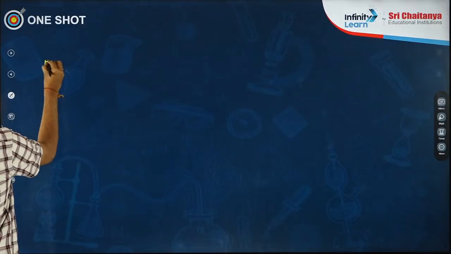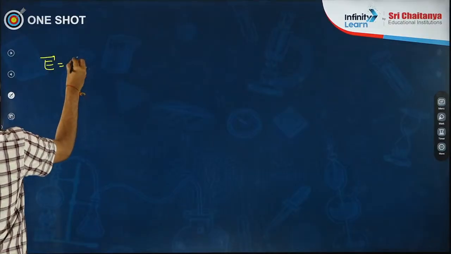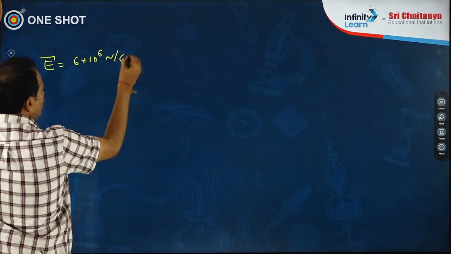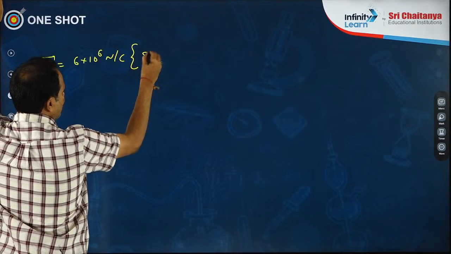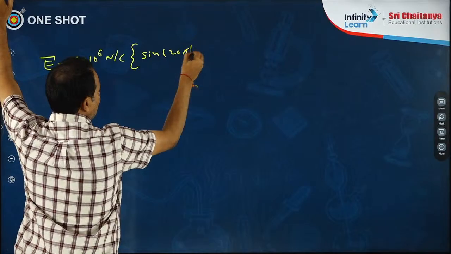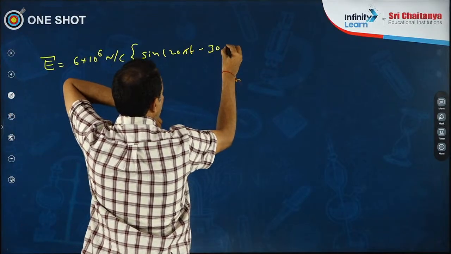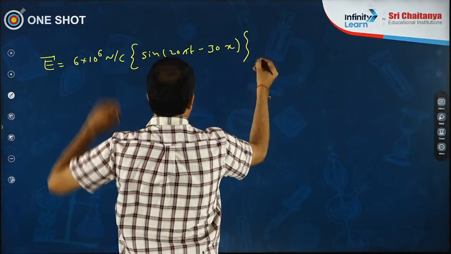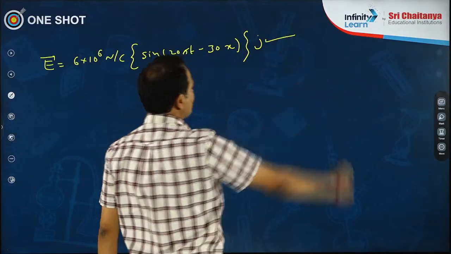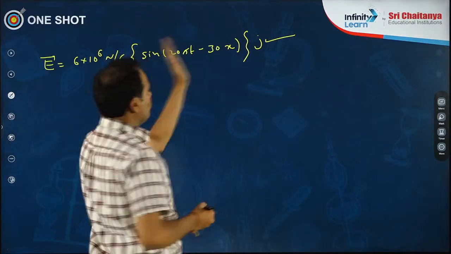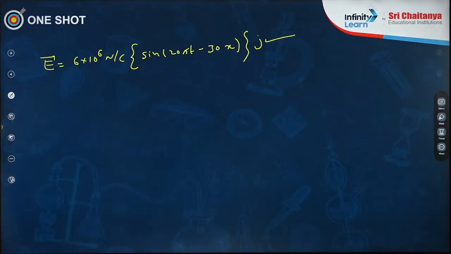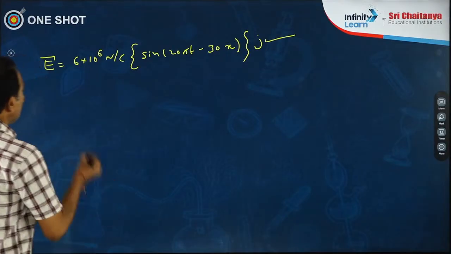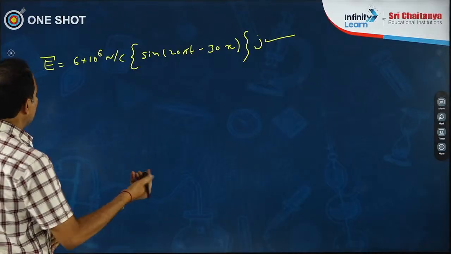E bar, the electric field, is equal to 6 into 10 power 6 Newton per Coulomb into sin of 20 pi t minus 30 x, along j. This way they will give it. By seeing that equation, a sine function, it is a very simple equation. What is the amplitude of the electric field asked?